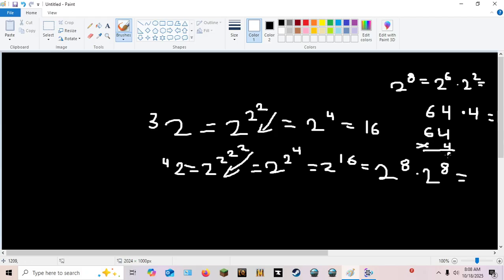We have to do it this way. 4 times 4 is 16, and then 4 times 6 is 24, plus 1, which is 25. So this actually equals 256 times 256. And we have to do it in standard form. So let's go do 256.